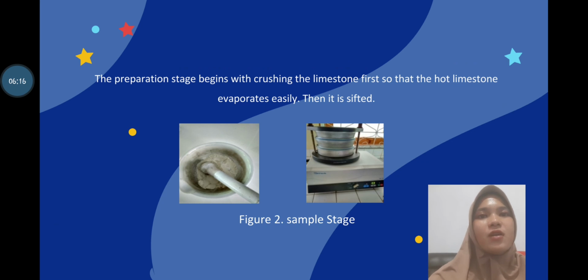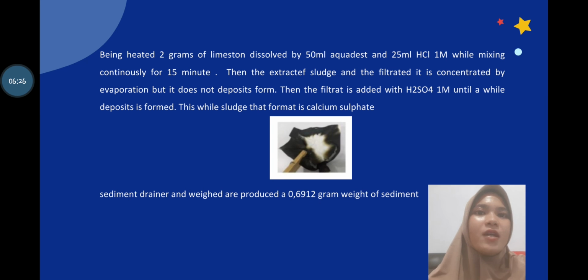The preparation step begins with crushing the limestone first so that the limestone dissolves easily, then it is sifted. After being heated, 2 grams of limestone is dissolved by 50 ml aquades and 25 ml HCl 1 molar while mixing continuously. Then the mixture is separated into sludge and filtrate.